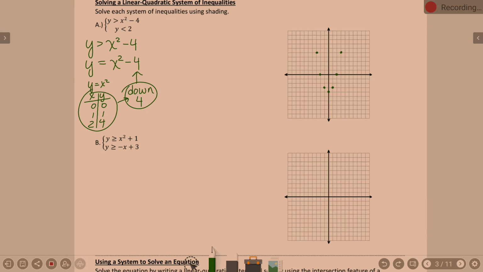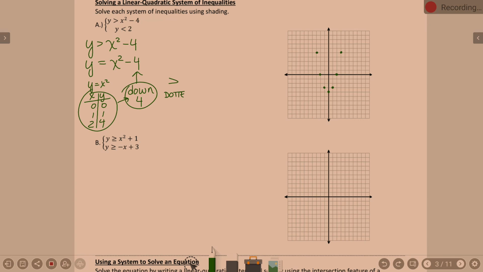Is x squared minus 4 greater than or less than y? What kind of parabola do I draw? What kind of line do I connect these with? A dotted line. Why is it dotted? Because there's no line under it. It's greater than only, so that's going to be a dotted line.